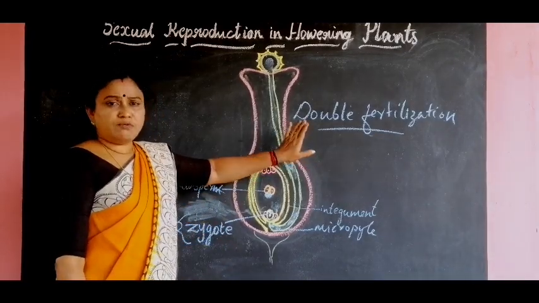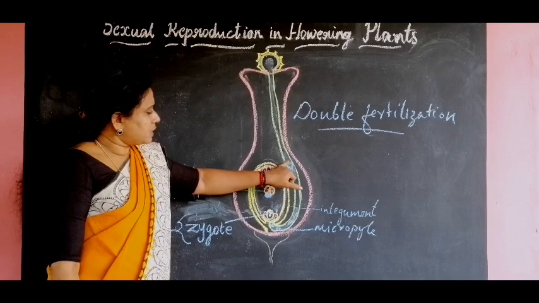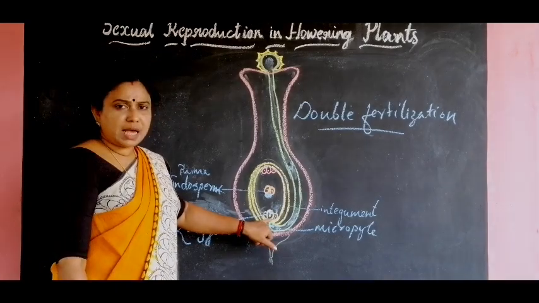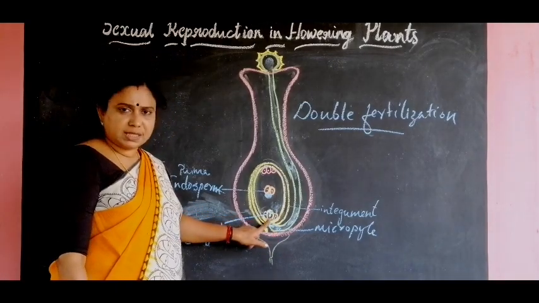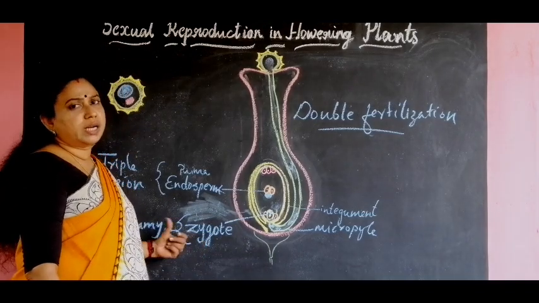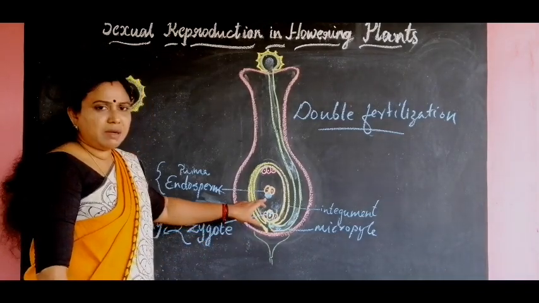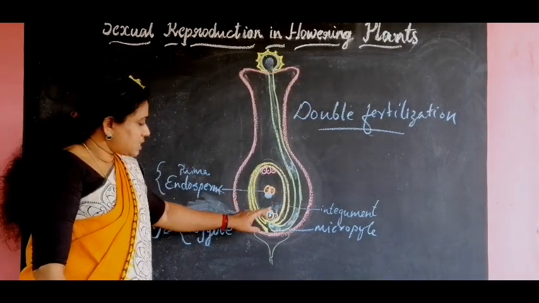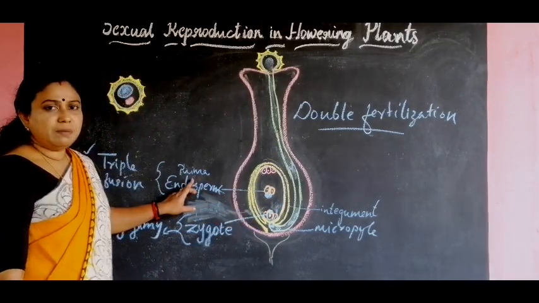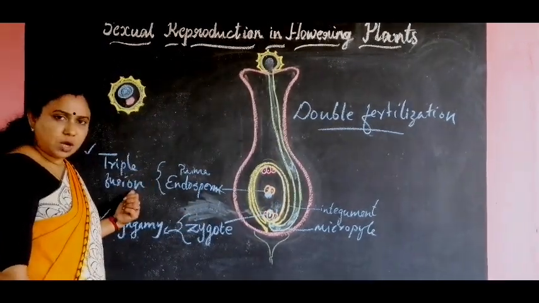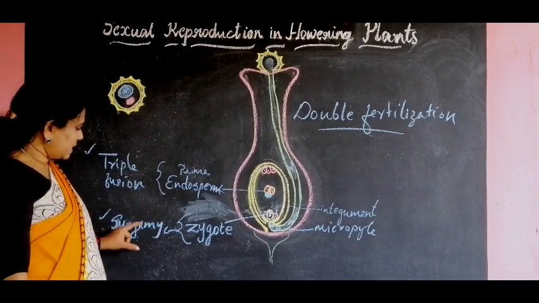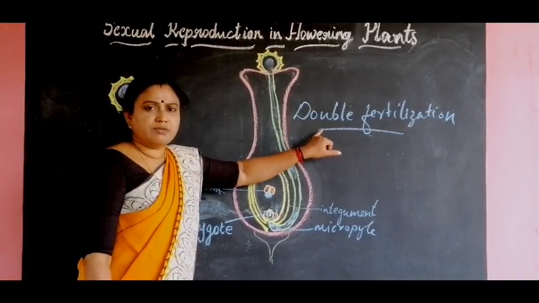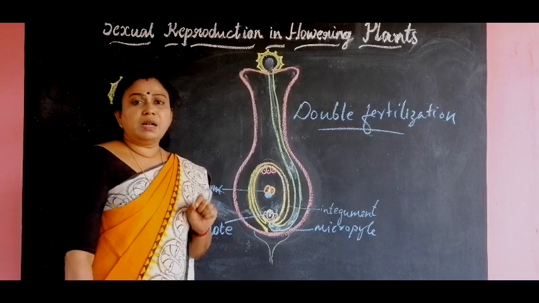In angiosperms, or flowering plants, the pollen grain contains two male gametes. When it reaches the embryo sac, one male gamete fuses with the egg cell and forms a zygote, which is called syngamy. Another male gamete combines with the two polar nuclei, and a triploid primary endosperm is formed, and that fusion is called triple fusion. So both these types of fusion take place. As a result, fertilization in flowering plants is called double fertilization.